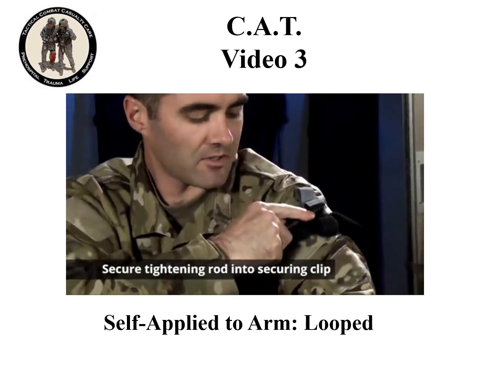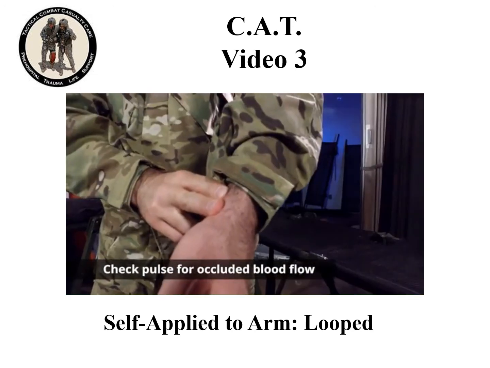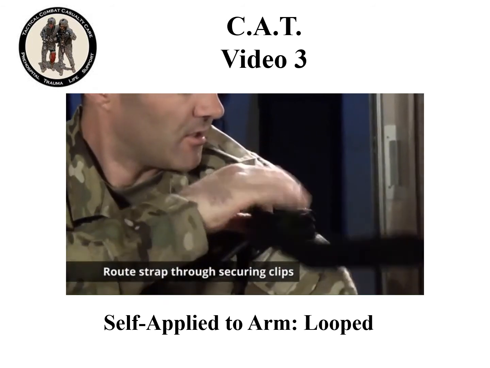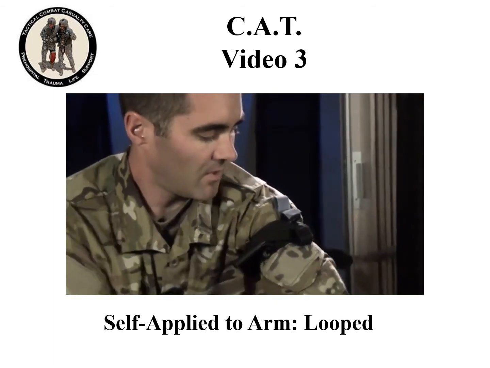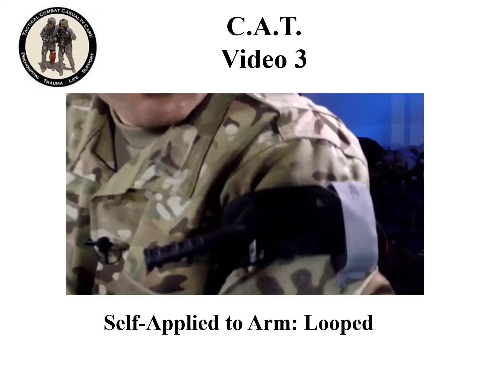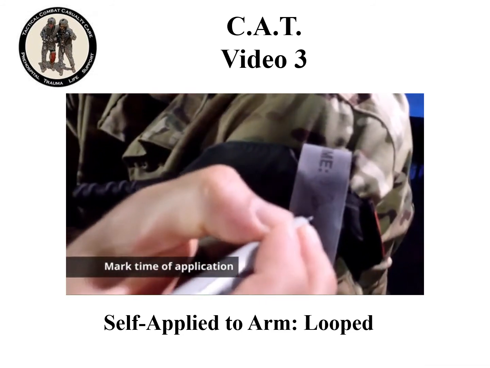Secure the tightening rod in the securing clip. Check your pulse to make sure you've occluded the blood flow. Finish routing the strap through the securing clips. And secure using the safety strap. And don't forget to mark time of application.